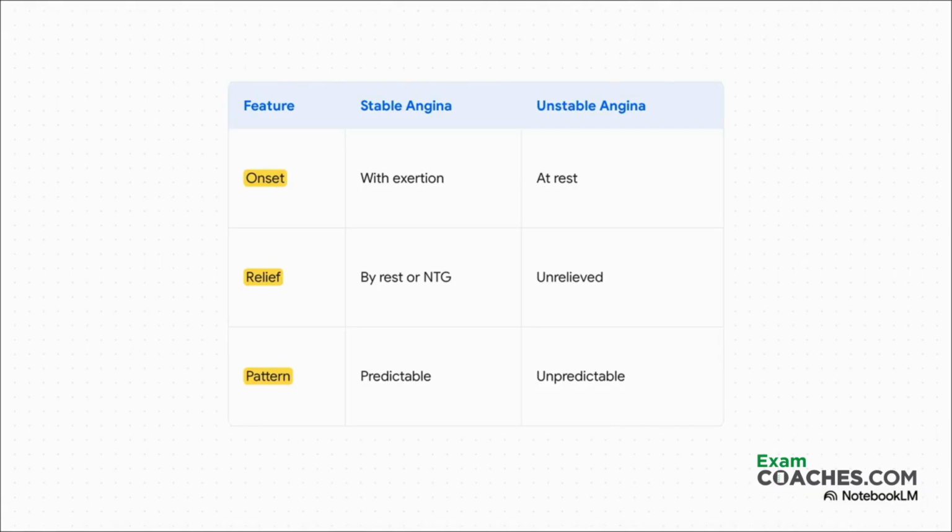Now let's apply that same framework thinking to chest pain. The NCLEX needs you to be a detective. Is the pain predictable? Does it happen when they walk up the stairs and go away when they sit down? That's stable angina. Or is it totally unpredictable, happening at rest, getting worse? That's unstable angina, and that's a massive red flag for a heart attack.